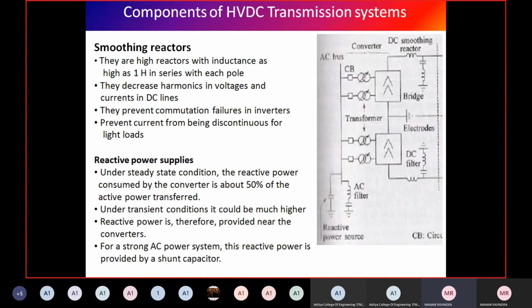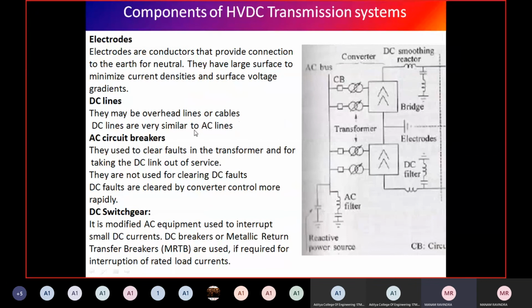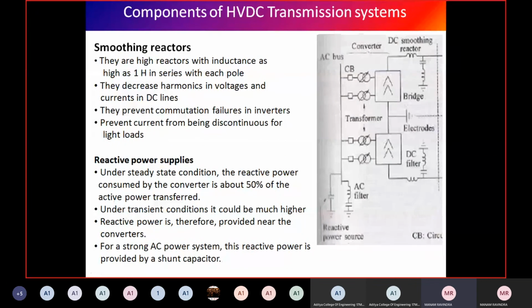What is the smoothing reactor mainly used for? To smoothen, that means remove the harmonic content present in the rectifiers as well as inverters. Whatever unwanted, distorted currents are produced will be removed by using the smoothing reactors. Next, reactive power supplies.